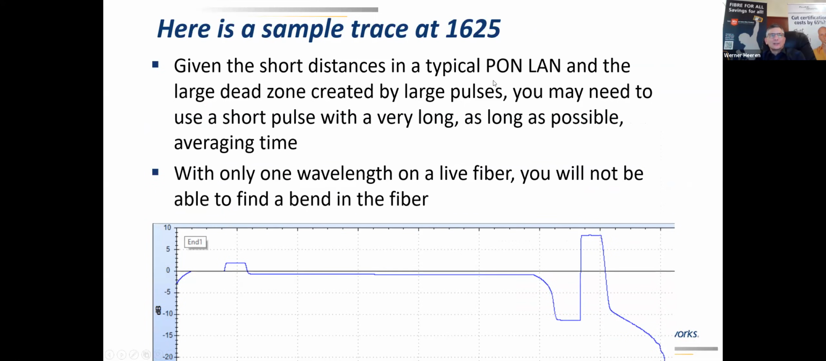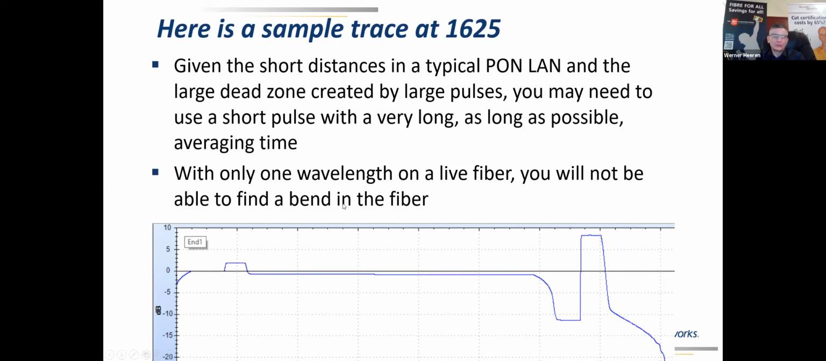Given the short distances in a typical PON LAN environment, and the large dead zone, you may need to use a short pulse with as long an averaging time as possible. And with only one wavelength on live fiber, you will not be able to find a bend in the fiber. Remember in the beginning, we said that on 1625, the loss was very small. You should use 1550 or another shorter wavelength, but if that's not possible, then it will be more challenging to discover that bend on the fiber.